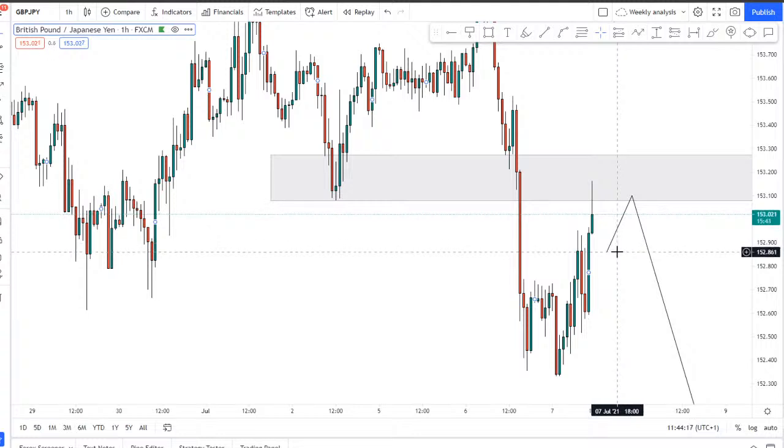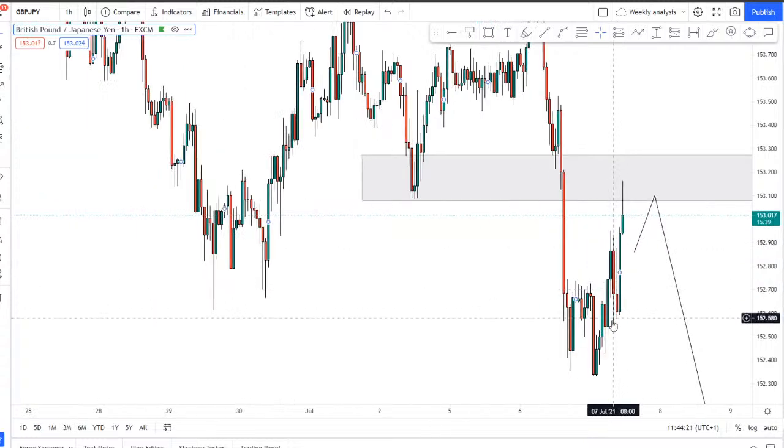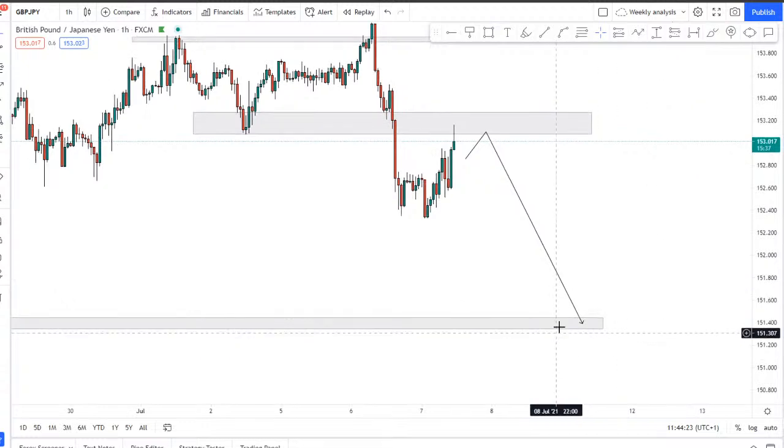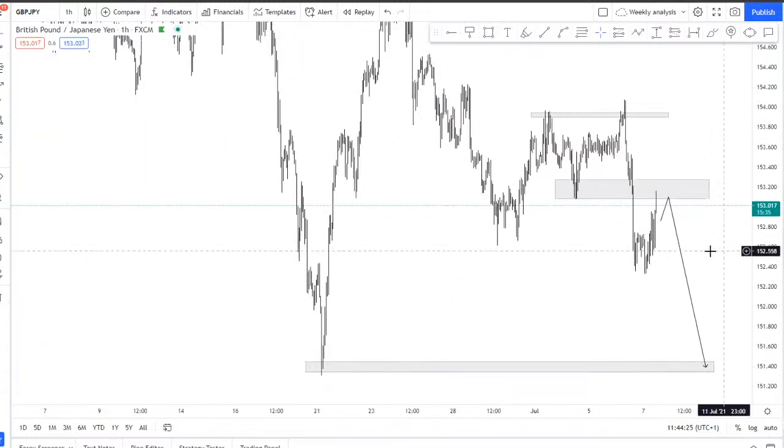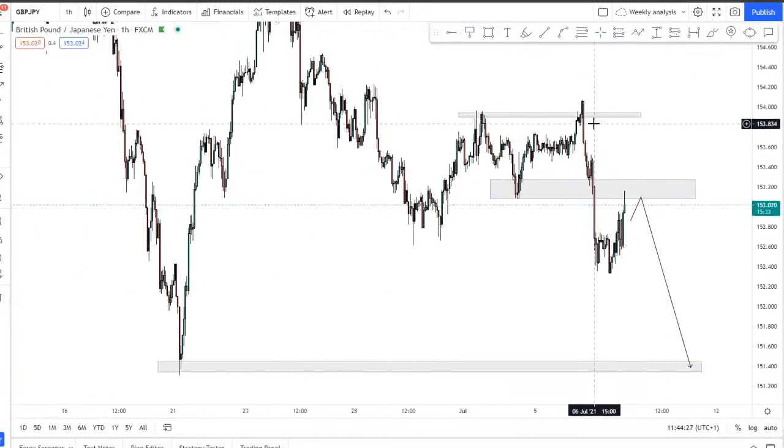We do have a nice area of support all the way down there, so if we can get down there, that would be great. Maybe make some new lows there as well. Yeah, but I do agree, pound JPY shorts.